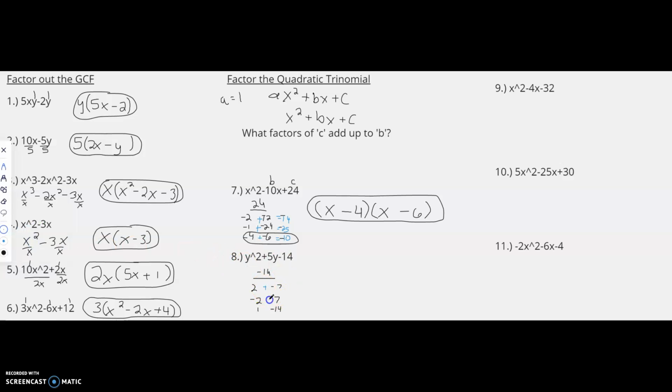All right, let's go through and add these together here. See, negative 7 and 2 gives us negative 5. Negative 2 and positive 7 gives us positive 5. Negative 14 and 1 gives us negative 13. If you look right here, this is the combination that works. This adds up to that positive 5 we were after. Okay, so if we use this combination, the y minus the 2 and the y plus 7, that will be the factored form of that quadratic trinomial.